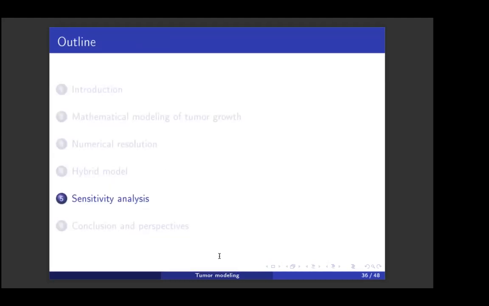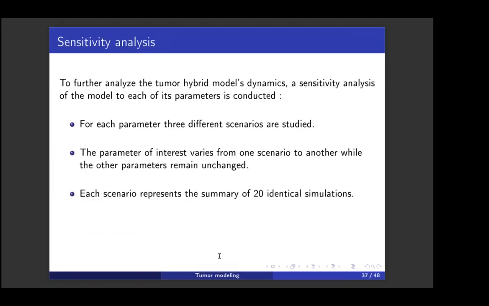In the last part, I will talk about some sensitivity analysis with respect to some parameters. For each parameter, we consider three different scenarios. The parameter of interest varies from one scenario to another, but the others are supposed to be unchanged. Each scenario represents the summary of 20 identical simulations.